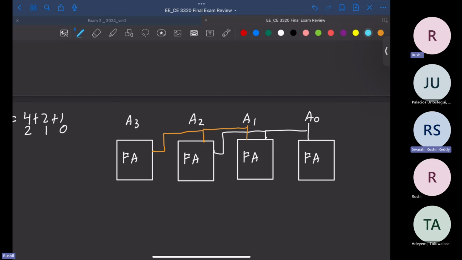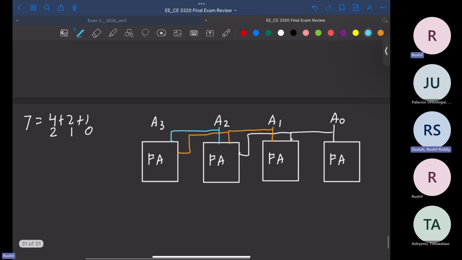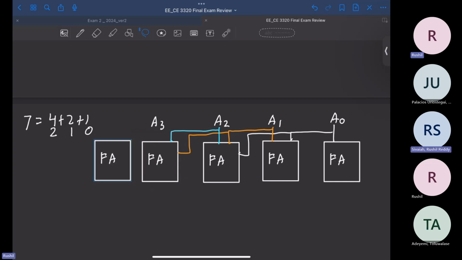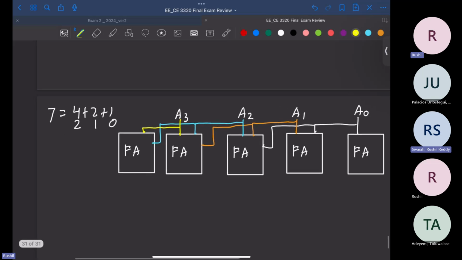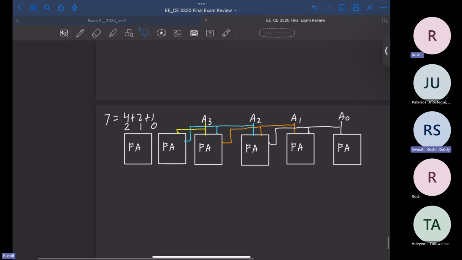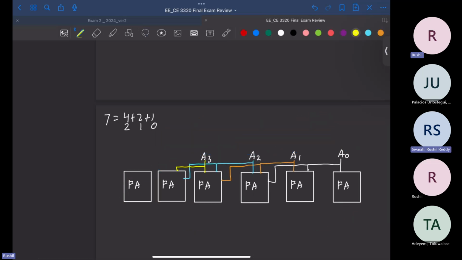For A2, we'll grab this color. We need to shift by 0, shift by 1. But see here, we're missing a full adder, so we'll go create another full adder for this. Yeah, so we'll go grab that color, and then we'll add it here. We're going to do the same thing for A3, 0, 1, and then we need another adder. So we'll go do that here. Duplicate, and let me copy this down. Okay, so this would be our last one.